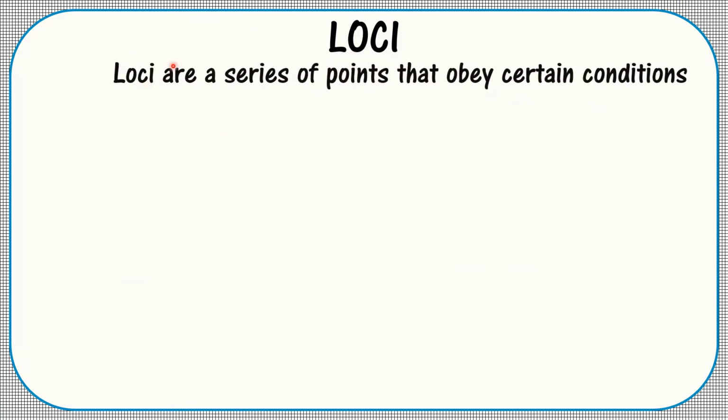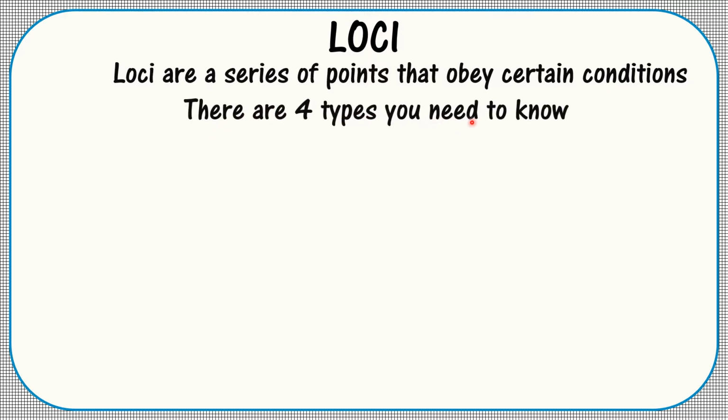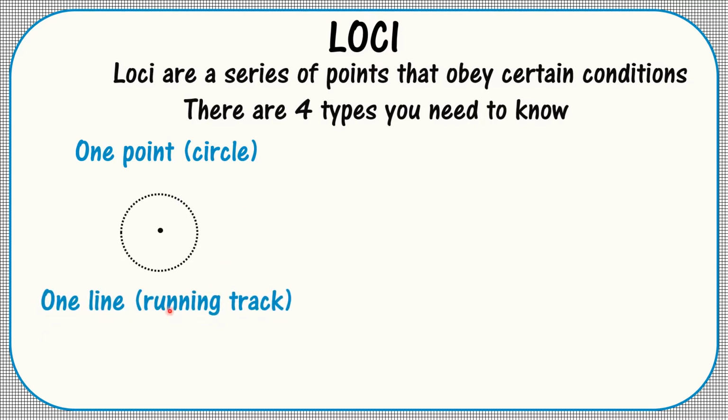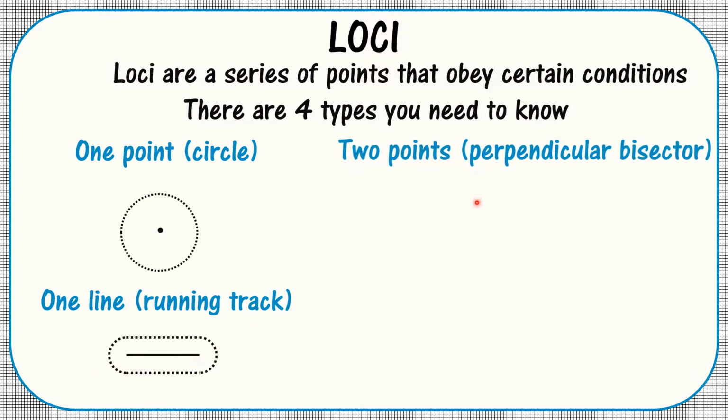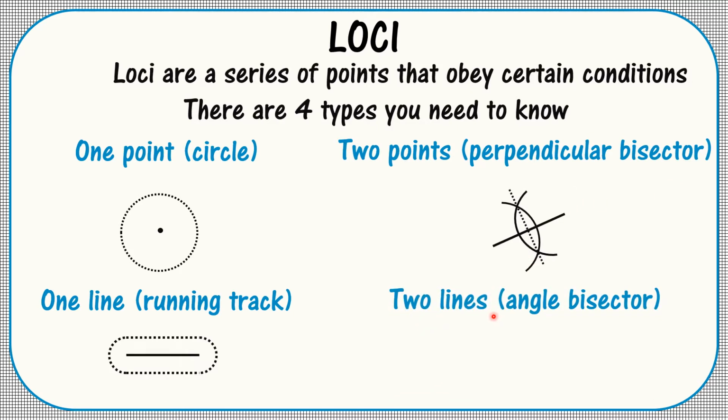So what are loci? Loci, which is the plural of locus, are a series of points that obey certain conditions. There are 4 types you need to know. They are one point which creates a circle, one line which creates a running track, 2 points which creates a perpendicular bisector, and 2 lines which creates an angle bisector. Over the next few slides I will go through all of these in detail.